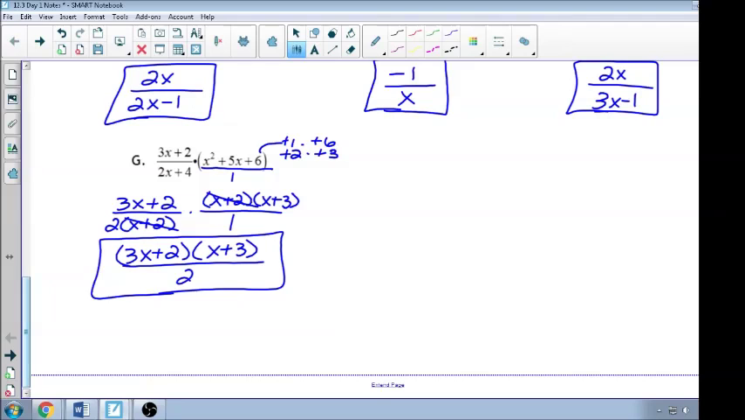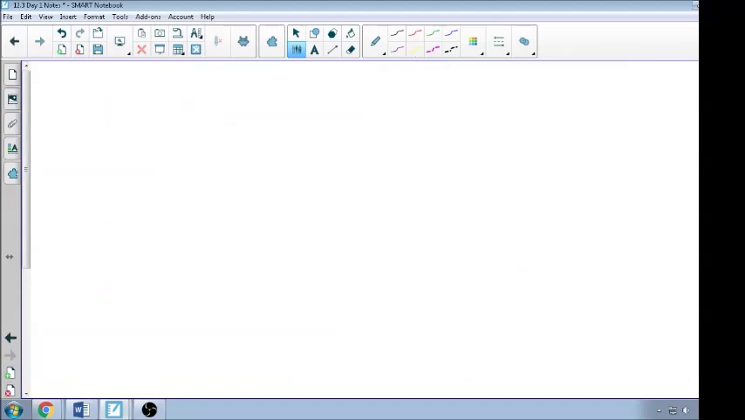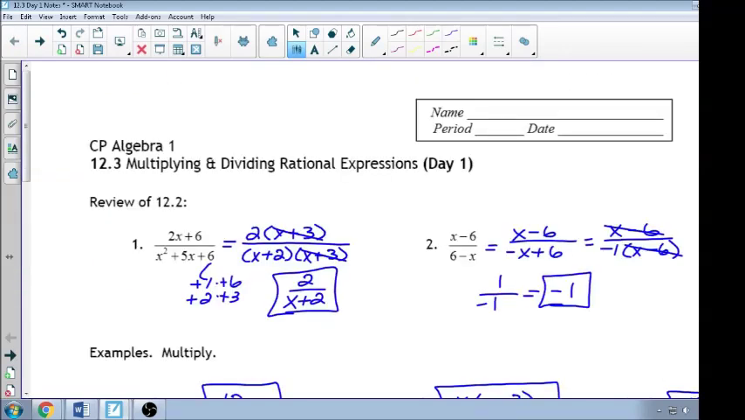What I'm not going to do, I'm never going to go back and distribute, because what that does is expand it instead of breaking it into pieces. That brings it back into one larger piece, and that's not what we're looking to do right now. We're looking to simplify. So that is the end of our lesson.